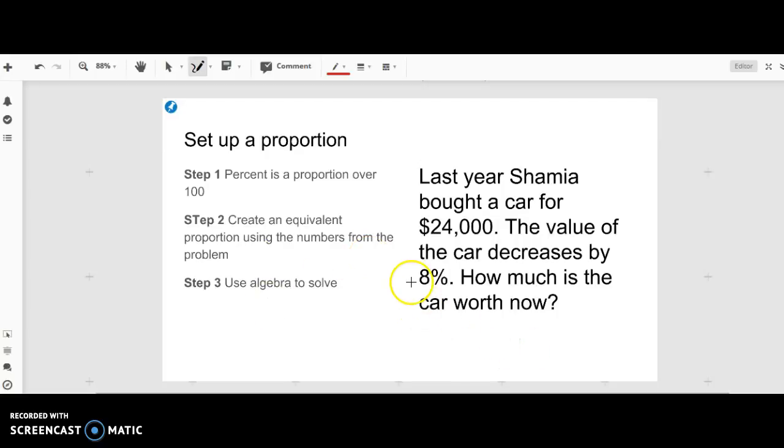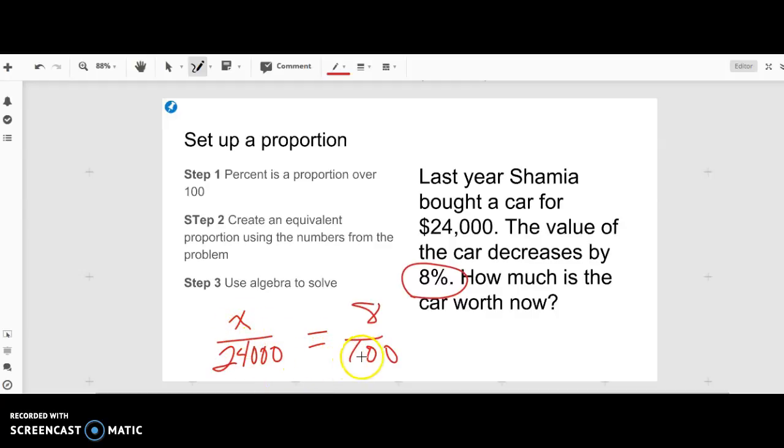So we're looking for this percent. So that's 8 over 100. And that's going to be equal to 24,000. Now, if you watched the first video, I got it wrong the first time. 24,000 is my 100%. So that's how I know it goes on the bottom. I don't know how much 8% of 24,000 is, so I'm going to put my X on top.